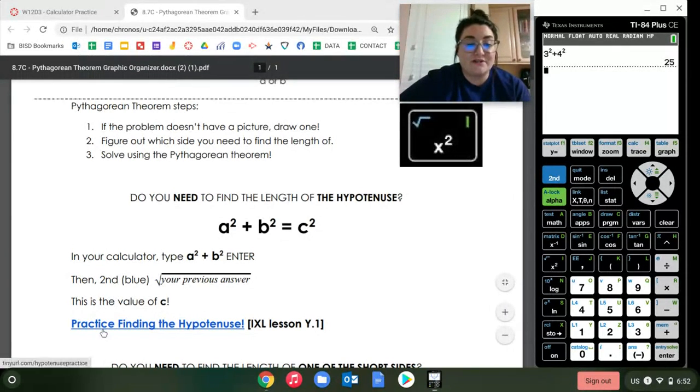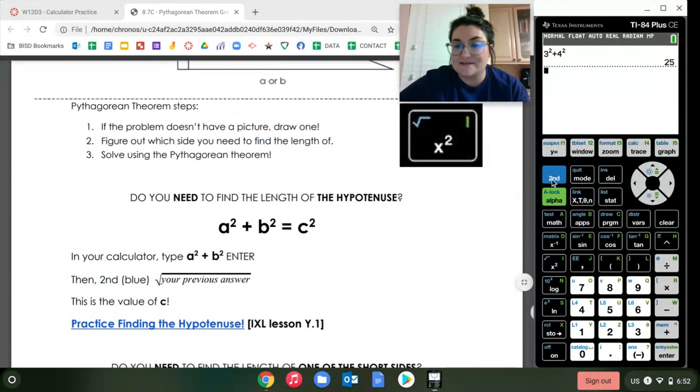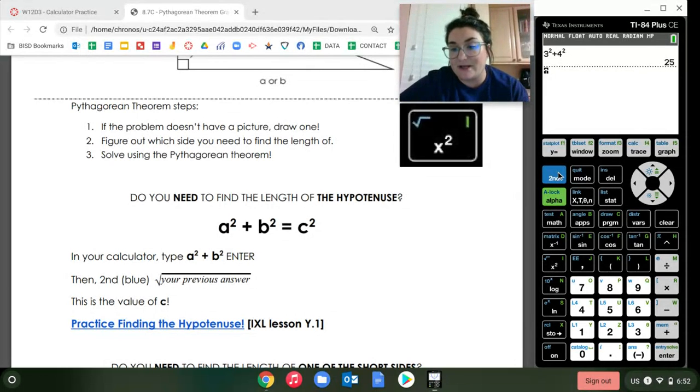We want the square root of that. So in order to find the square root, we do second, which is the blue button, and your previous answer. The way that I like to remember this is blue square root, which is this symbol. See how it's in blue? That means you have to hit the blue button, then this calculator button. So blue square root of 25. Enter. That is the value of C.